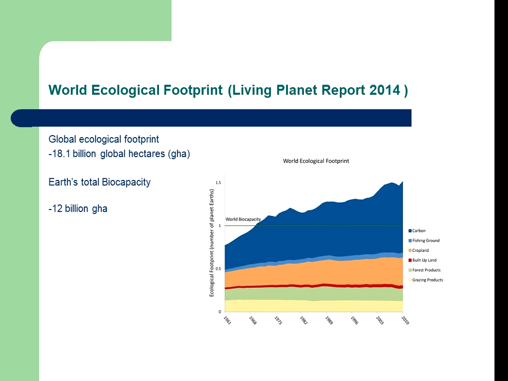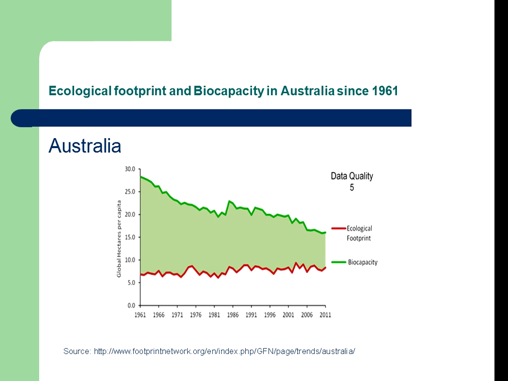The message is clear and urgent. We need to consume less if we are to live within the regenerative capacity of the Earth. The graph tracks the per person ecological footprint and biocapacity in Australia since 1961. Technological advances have raised the planet's total biocapacity from 9.9 to 12 billion GHA between 1961 and 2010. However, during the period, the human population has risen from 3.1 billion to nearly 7 billion people, reducing the available biocapacity.